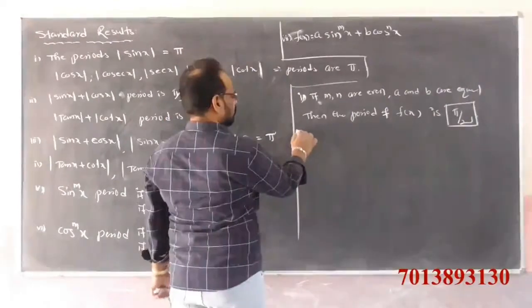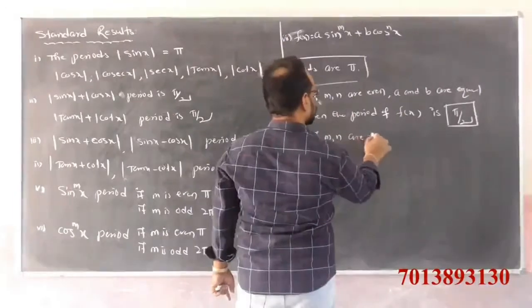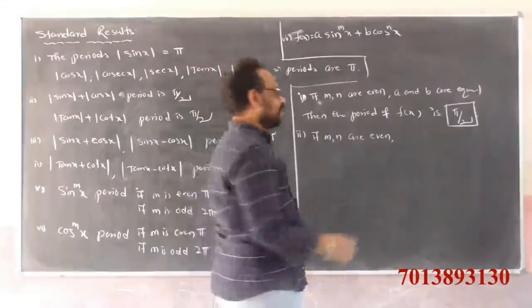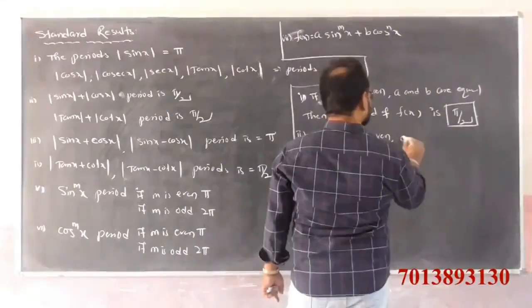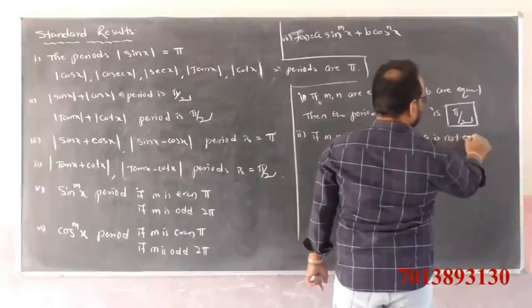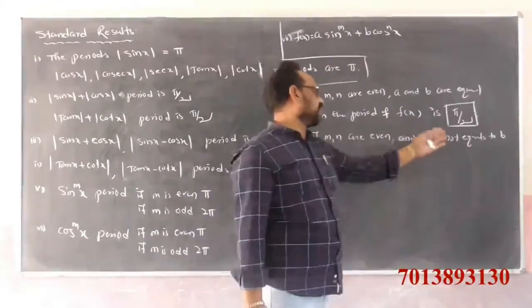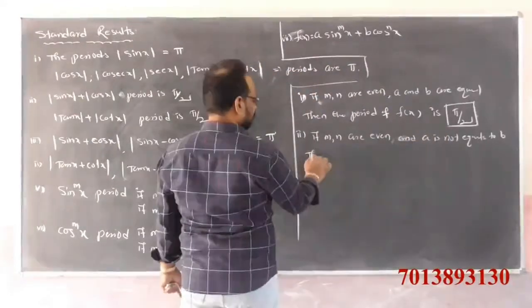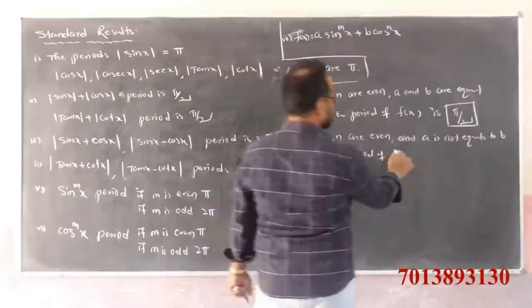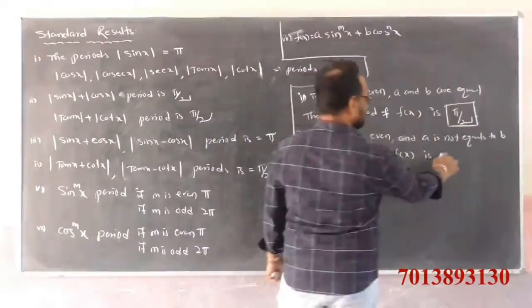Next, second condition: if M and N are both even numbers, and A is not equal to B, then the period of f of x is clearly how much?